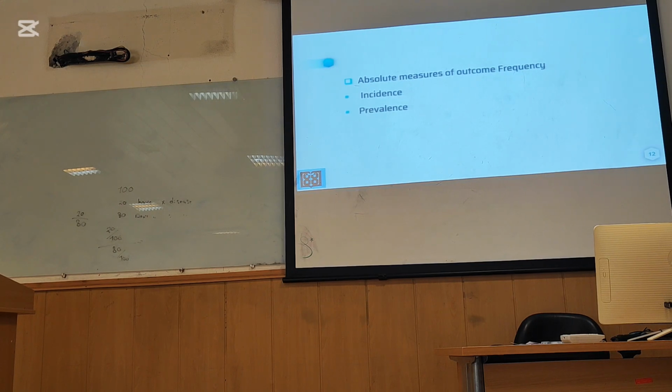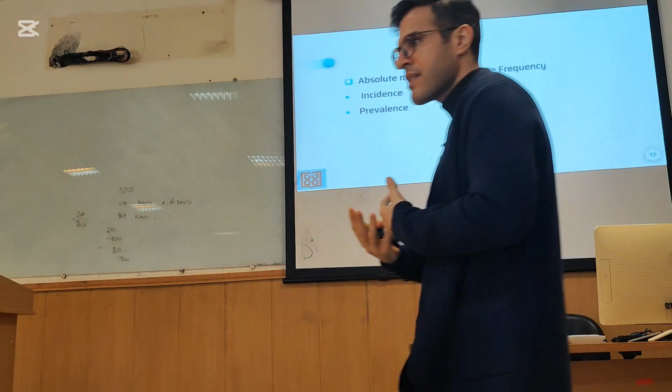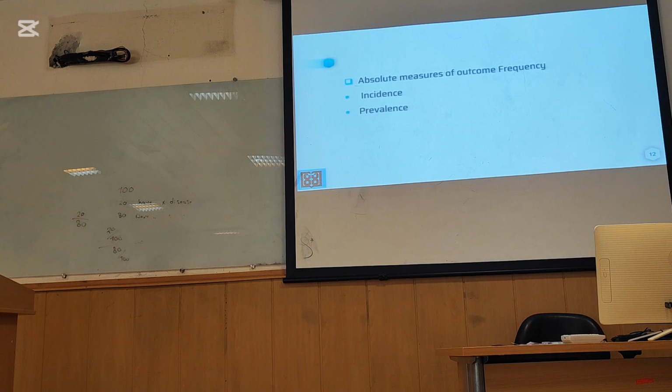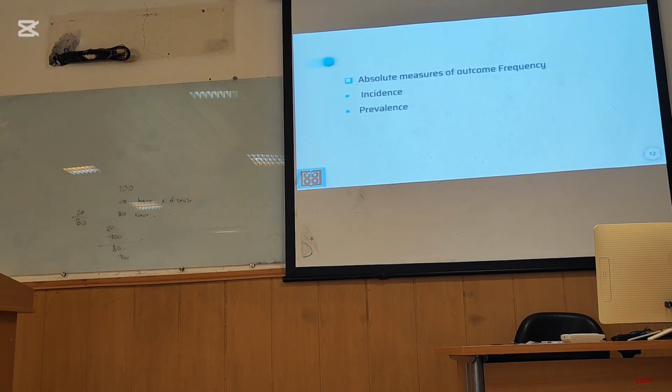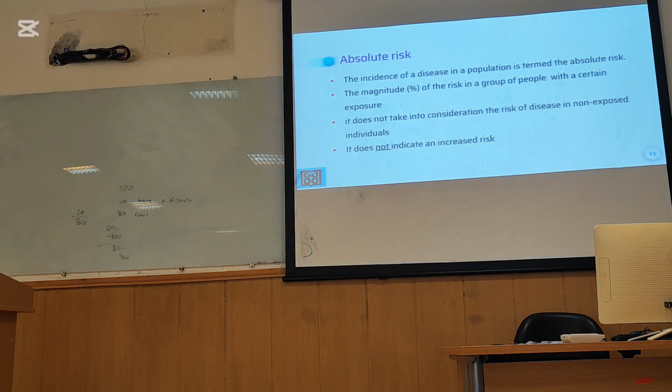Based on these fractions, we have some descriptive indices, including incidence and prevalence. As you mentioned, there are some differences between incidence and prevalence, and the most important difference is that in incidence you deal with new cases, and in prevalence you deal with all cases. It doesn't matter if they are new or old cases. Yes? And what is the absolute risk?